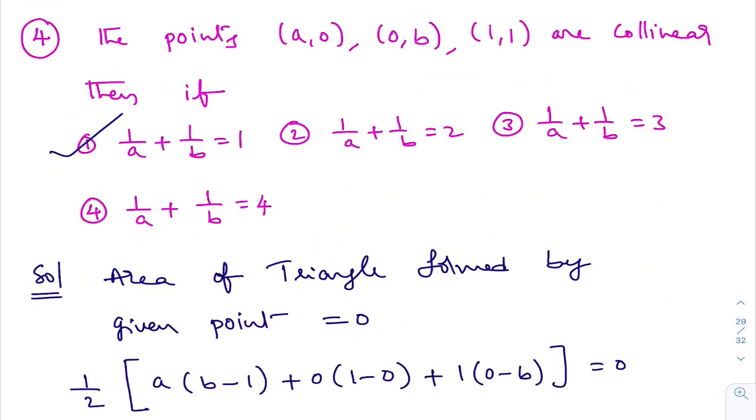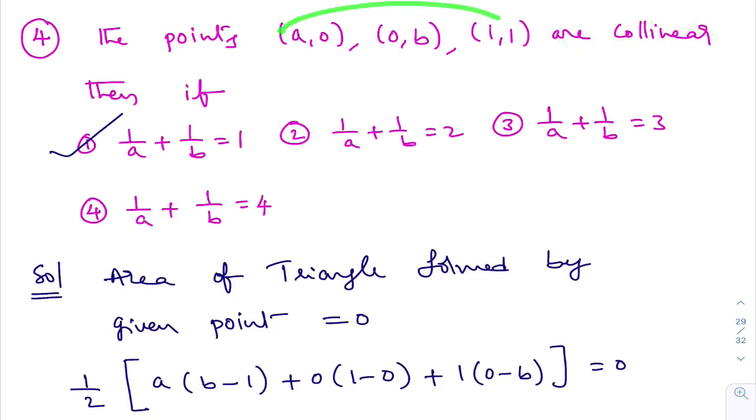Now let's see the next problem. The points a comma 0, 0 comma b, 1 comma 1 are collinear if, so they are saying that these points are collinear if, okay, suppose the points are collinear, what do I know?